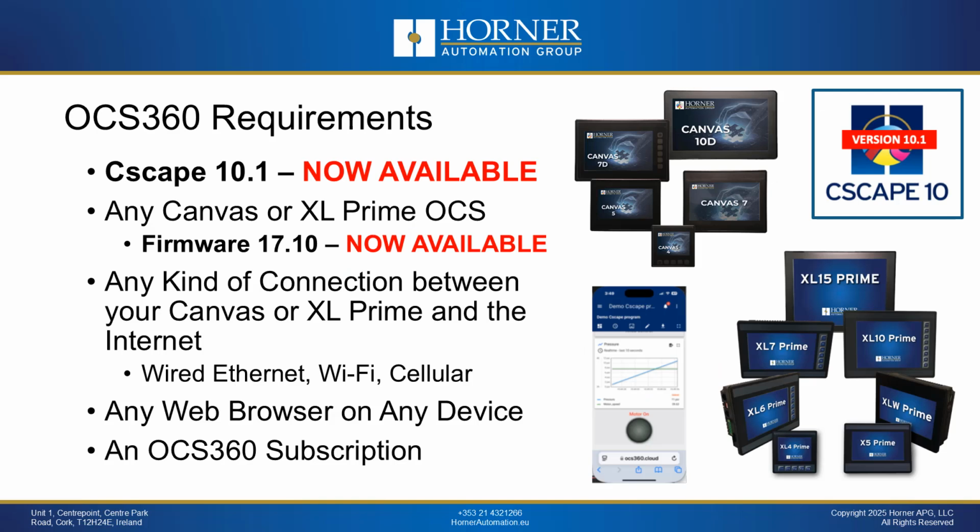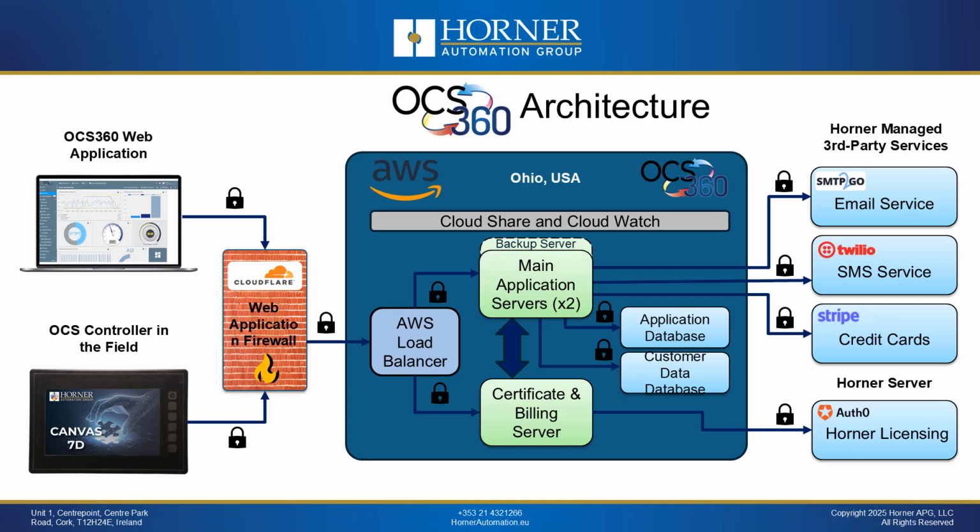Now, what do you need for OCS360? Well, you need the very latest version of Seascape, which is Seascape 10.1, not a Service Pack 1, but Seascape 10.1, which is available for download from the Horner website. And you need either a Canvas controller or a Prime controller loaded with the latest firmware version 17.1. And then you will need an internet style connection with your controller so that it can reach the OCS360 cloud. Now let's take a look at the OCS360 architecture.